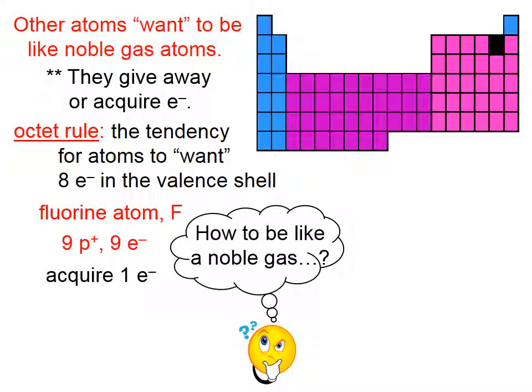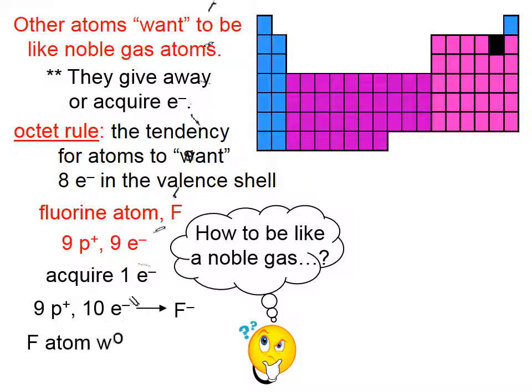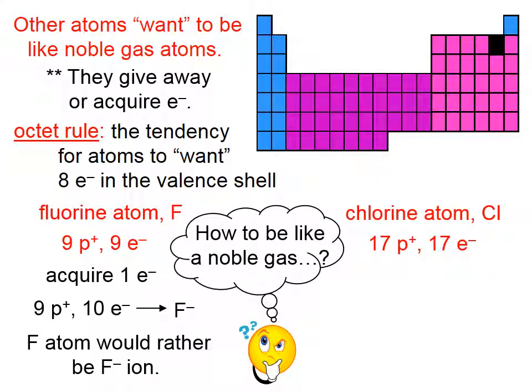Well, it could acquire 1 electron. If it does, it'll still have 9 protons because the protons won't change, but it'll have 10 electrons, which is like a noble gas has. In that case, it has a net charge of 1 minus, because of course the electrons are negatively charged, protons are positively charged, and so in reality a fluorine atom would actually rather be a fluoride ion. It would rather have 10 electrons than the 9 that it started with.